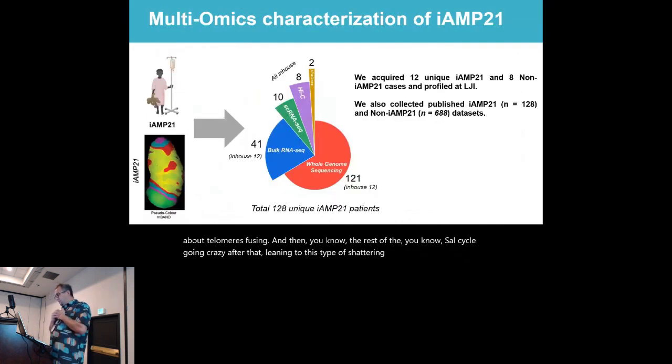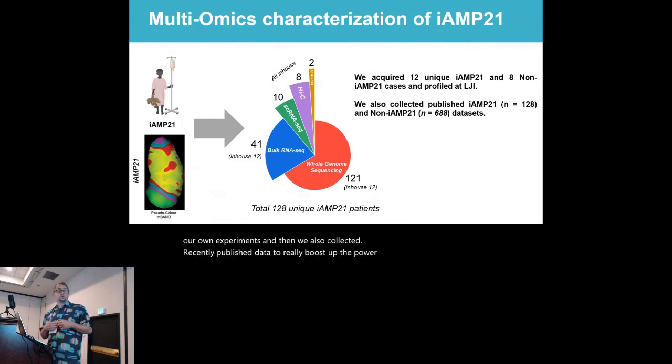So my lab is mainly computational, but we also have a wet lab where we can do at least some genomic characterization with help from the cores and others at LGI. So what we have done here is that we put together a cohort. First of all, we got some samples, 12 iAMP21 samples, and 8 non-iAMP21 B-cell leukemia samples from Children's Oncology Group to do our own experiments. And then we also collected recently published data to really boost up the power of our cohort.